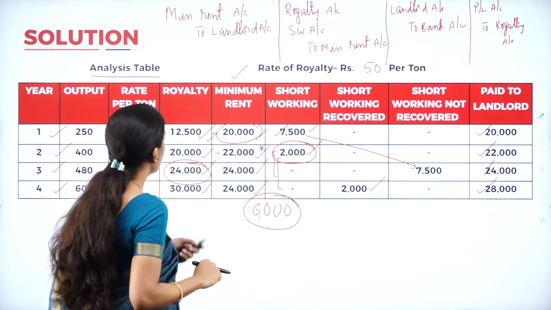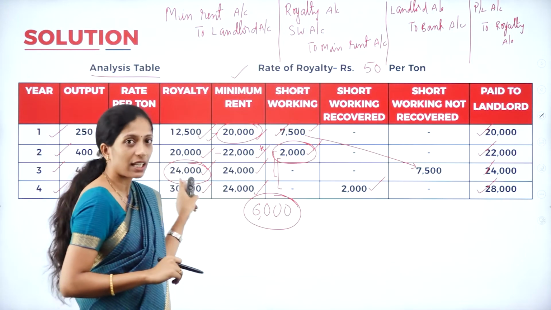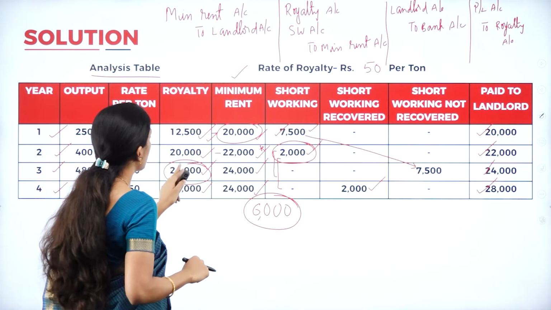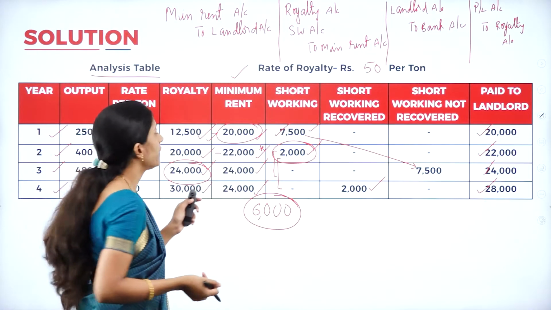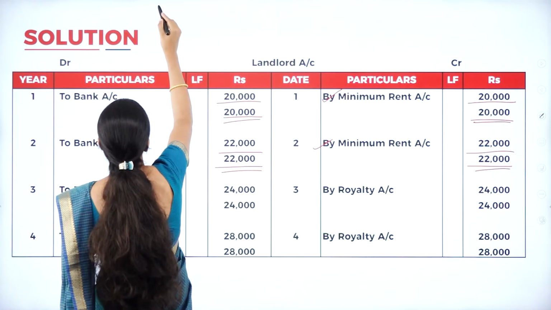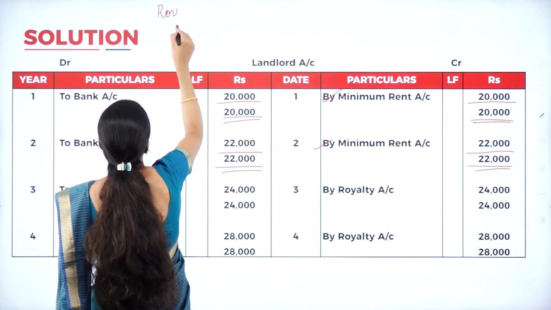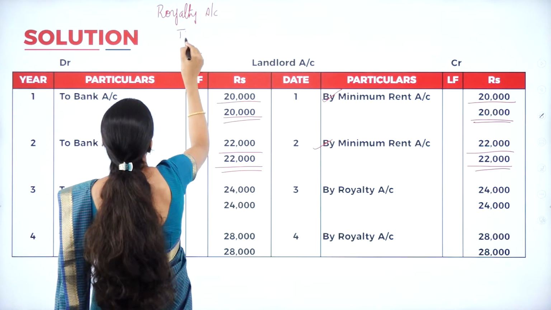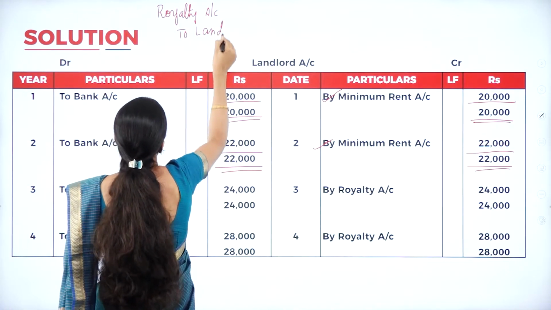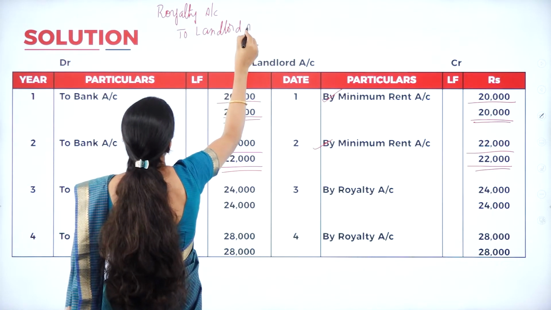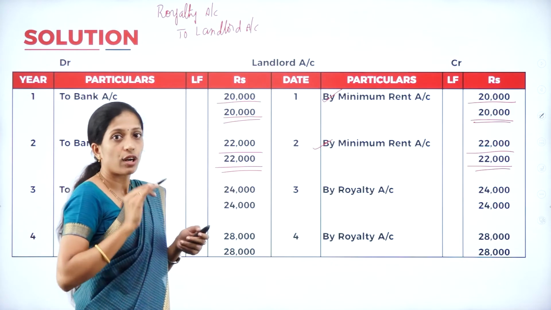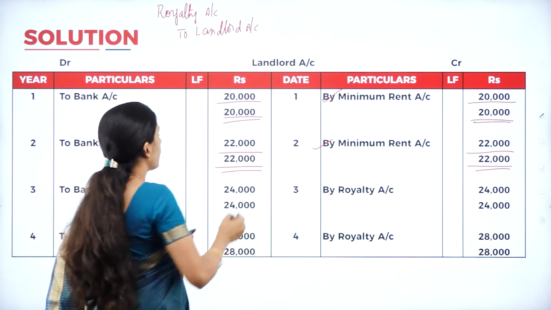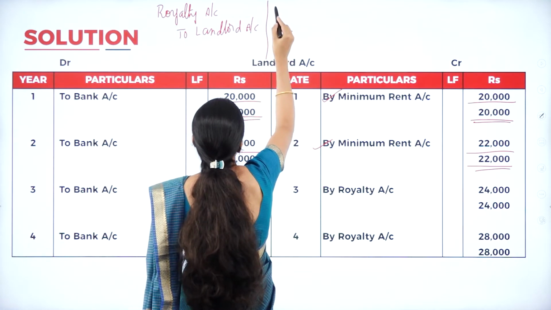Now come to the third year. So here both are equal. Then what are the journal entries? So when both are equal, you are making the payment of royalty. So your entry will be royalty account debtor to landlord. So this is a situation where when minimum rent and royalty are equal, your entry is royalty account debtor to landlord.